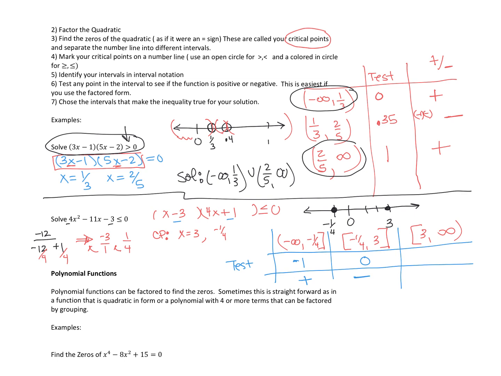And between 3 and infinity, let's test 4. So 4 minus 3 would give us 1. 16 plus 1 would give us 17. 1 times 17, positive. So if we want to know here where our solution set is, and we want it to be less than or equal to 0, our solution set is going to be negative 1/4 up to 3.